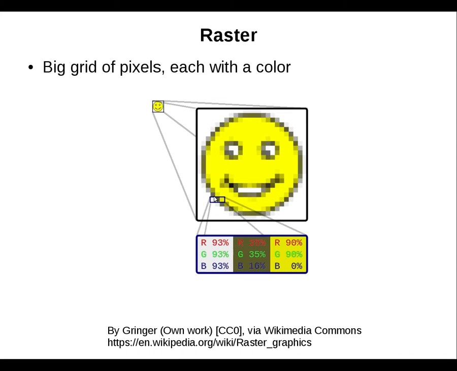And focused on here are these three boxes, these three specific pixels. The first one has 93% red, green, and blue. The middle one has 35% red, green, and blue. And then the third one has 98, 98, and 0%, which if you mix red and green together, you get yellow. So anyway, that's what a raster file is. It's just a big bunch of squares that have colors in them.